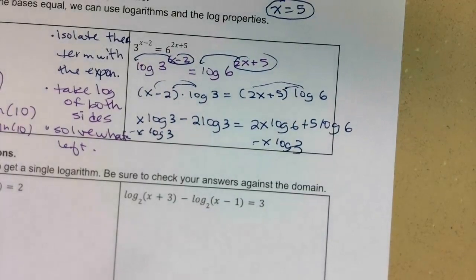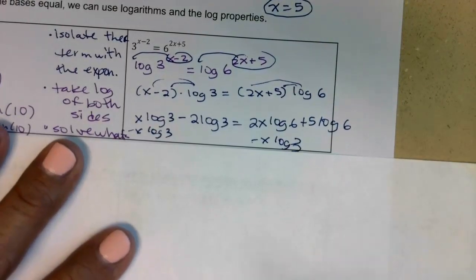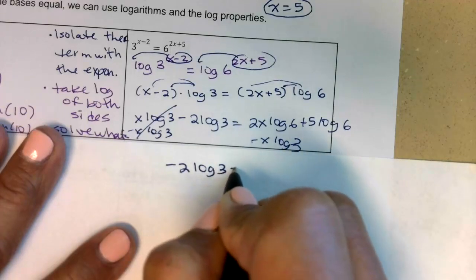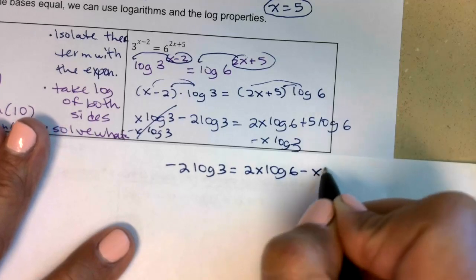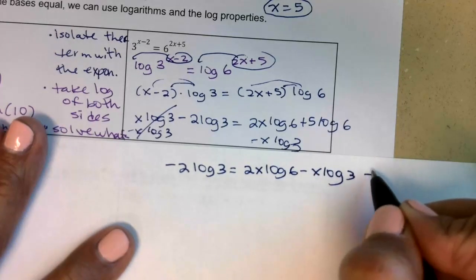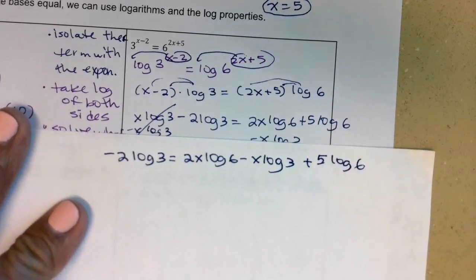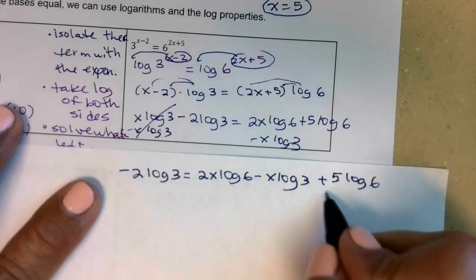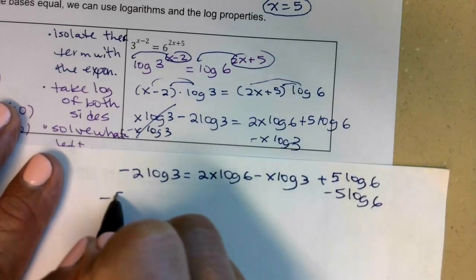I'm going to also grab a separate piece of paper because, of course, I didn't leave myself nearly enough room. I'm sorry. You guys probably are able to write smaller than I am. So I'm just going to take a regroup step. So now I have negative 2 log 3 equals 2x log 6 minus x log 3 plus 5 log 6. Sorry, with me? Okay. So now my 5 log 6 has to move. So I'll subtract 5 log 6 from both sides.